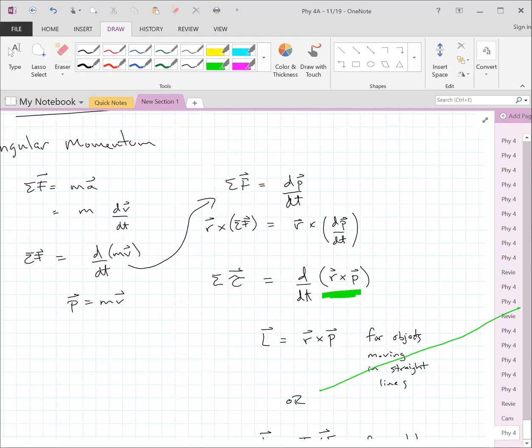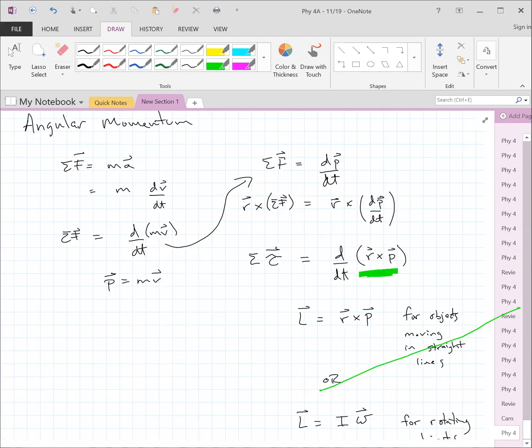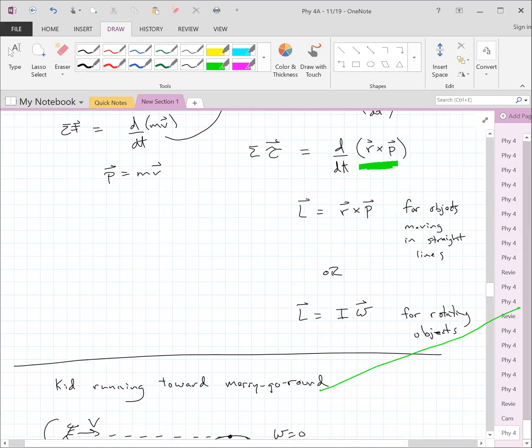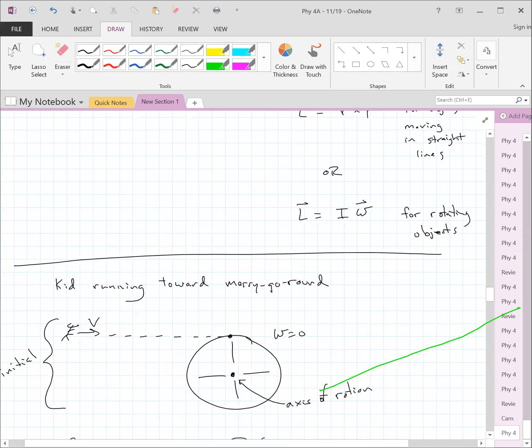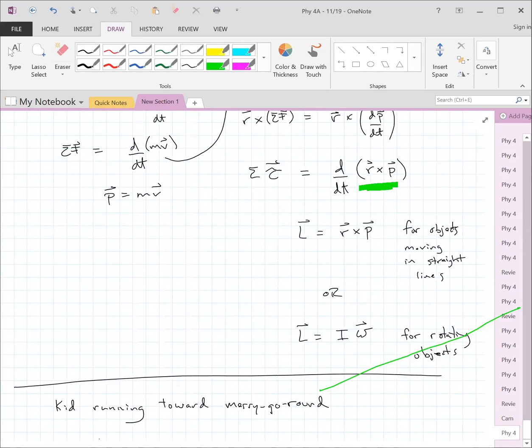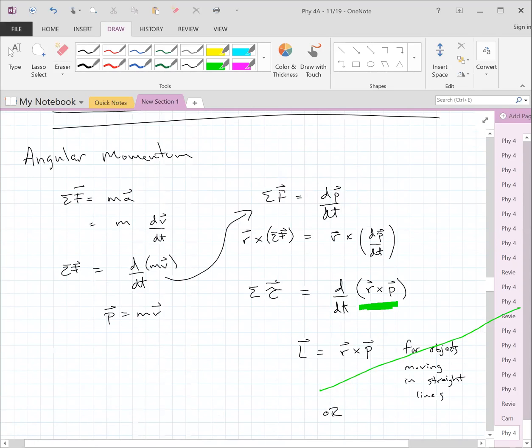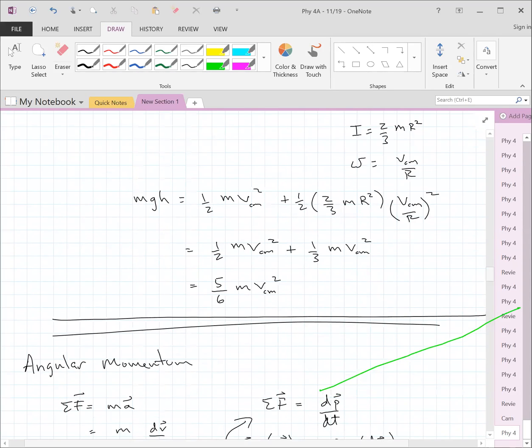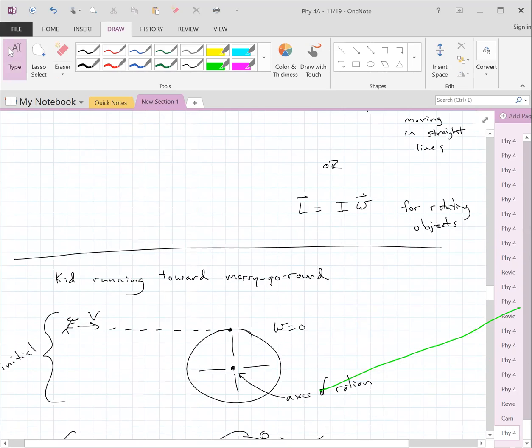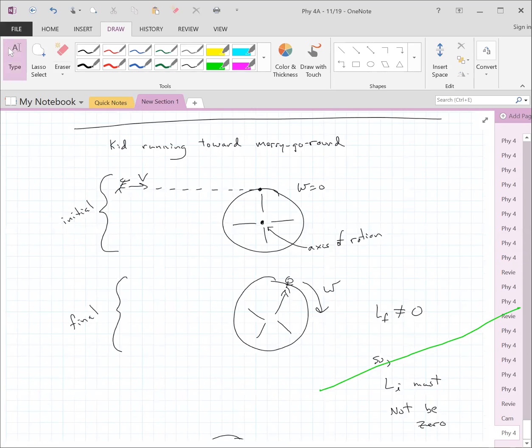And then we introduced angular momentum. So angular momentum is this special quantity that when there's no net torque on a system, it's conserved. So let's go back and look at our merry-go-round example real quickly. Here, I do the merry-go-round. Oh, here it is. Kid running toward a merry-go-round.